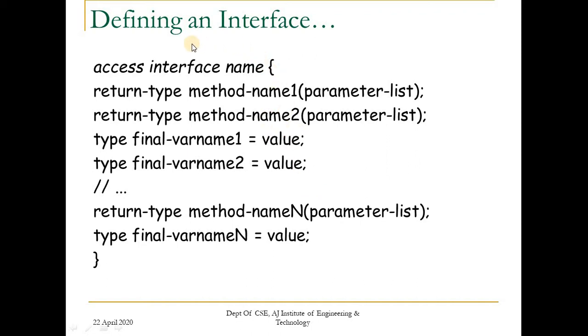Okay, so this is a general form of an interface with the method declarations and the variable declaration. The variables are called final variables because the implementing classes cannot change the value that is assigned to the variable. Okay, and also the implementing classes need to provide the definition of these methods. The interface just has the method declaration. So this is the general form of how we are going to define an interface.